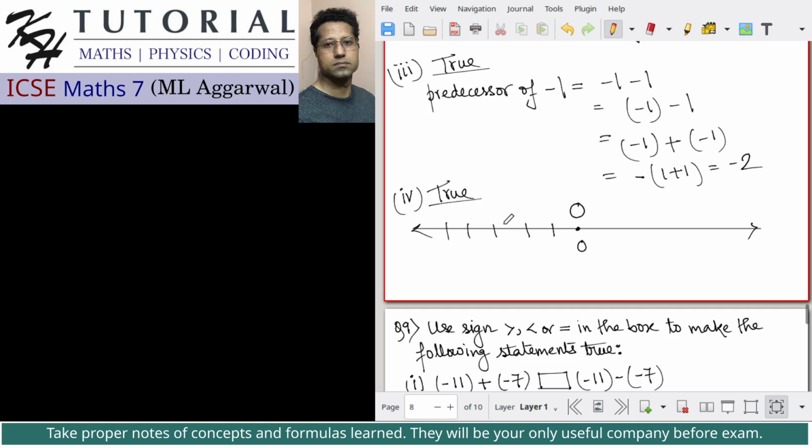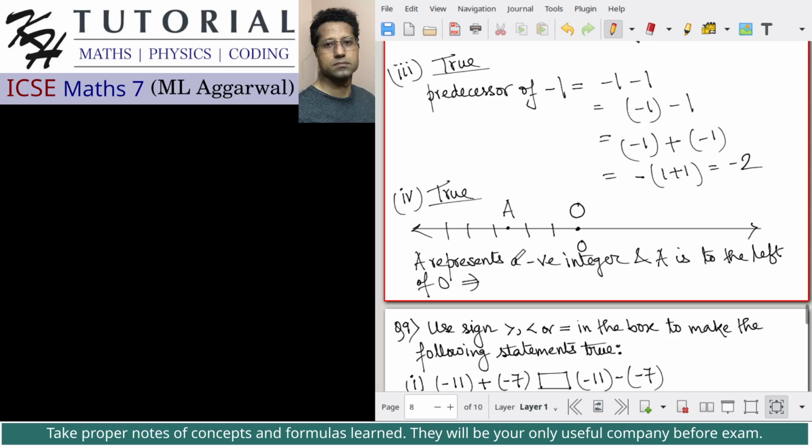So let's say there is a point A to the left hand side of O, which represents a negative integer. So A represents a negative integer, and A is to the left of O. This implies on the number line, if there is any point x marked to the left hand side of another point y, then definitely the integer value of x is less than the integer value of y.